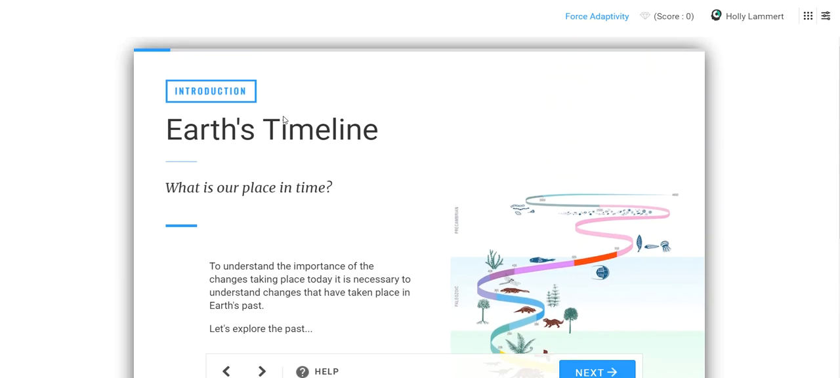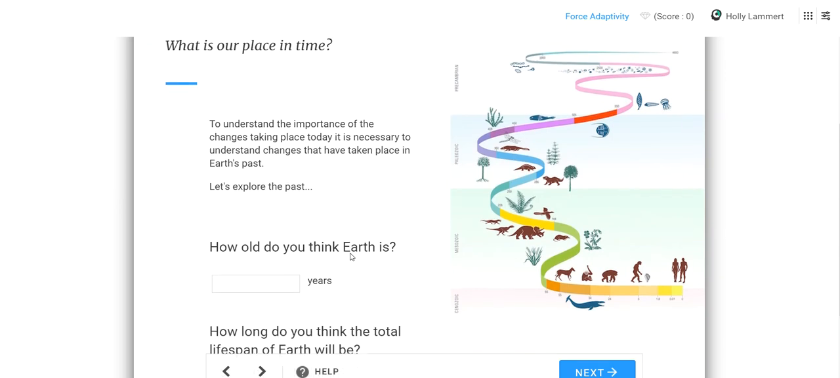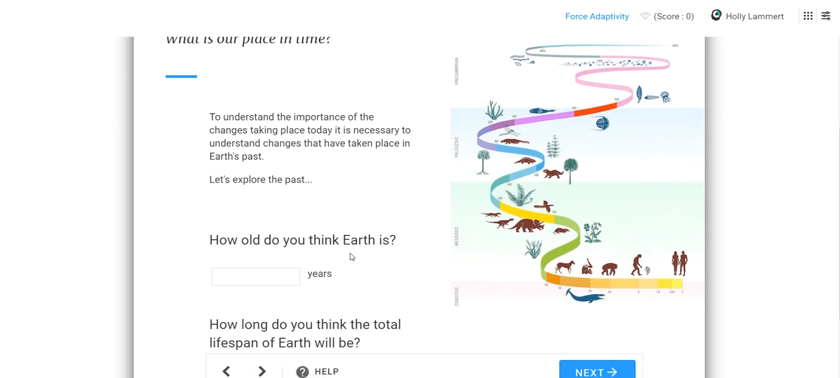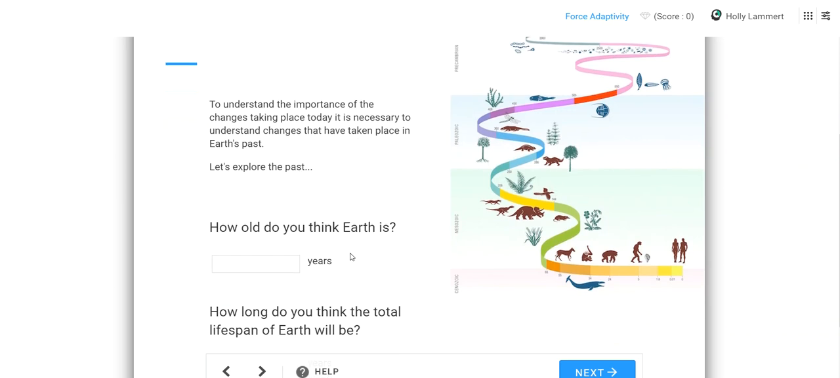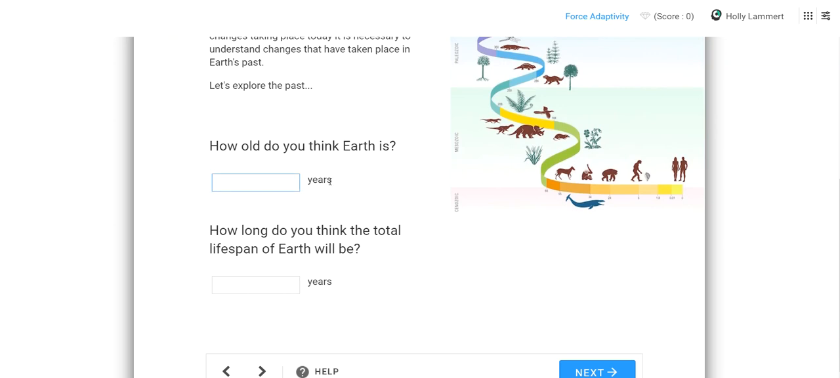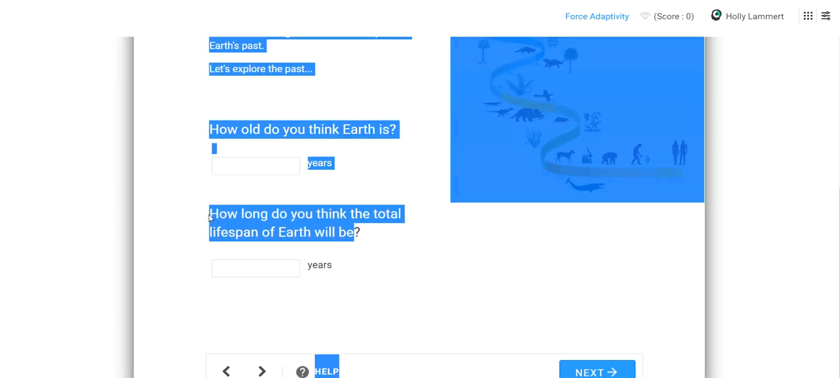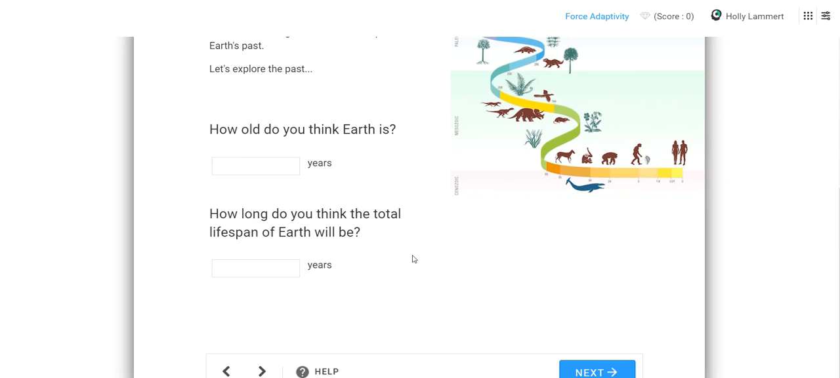Okay, so if we look at Earth's timeline, we have to go deep, deep in time, right? What is our place in time, they're asking? To understand the importance of the changes taking place today, it's necessary to understand changes that have taken place in Earth's past. Let's explore the past. How old do you think the Earth is? Go ahead and enter your guess. If we were in the classroom, we'd do a really fun activity where you'd add up everybody's different guesses and divide and see how close we are as a class. How long do you think the total lifespan of Earth will be? Interesting thing, you could go Wikipedia, the future of Earth. That's a fun little rabbit hole.